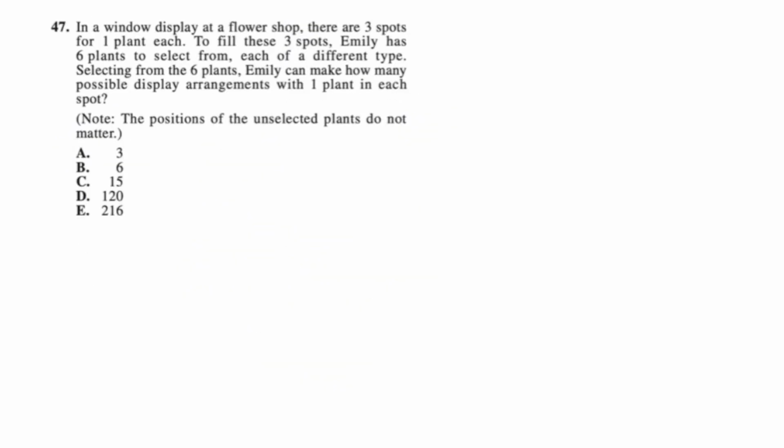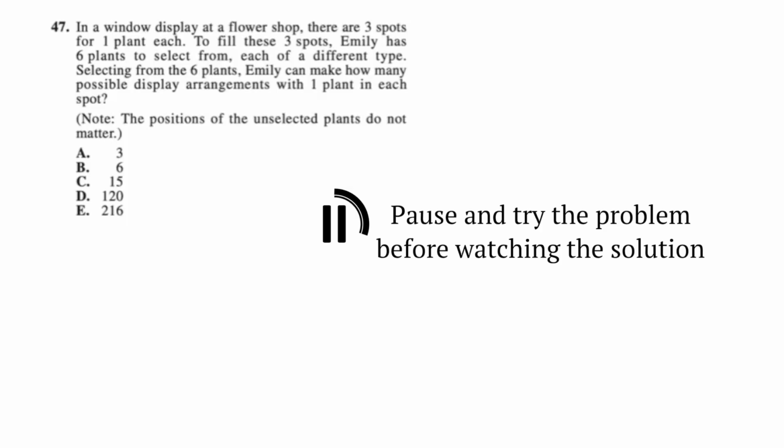47 says, in a window display at a flower shop, there are 3 spots for 1 plant each. To fill these 3 spots, Emily has 6 plants to select from, each of a different type. Selecting from the 6 plants, Emily can make how many possible display arrangements with 1 plant in each spot? Note the positions of the unselected plants do not matter.